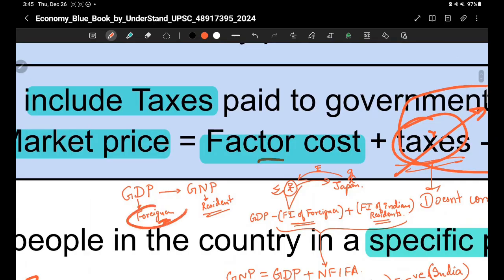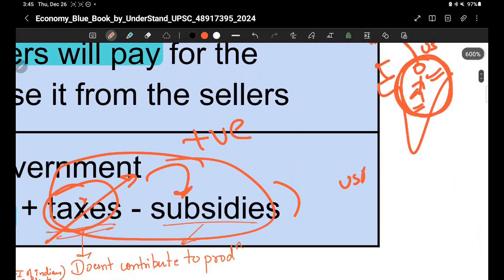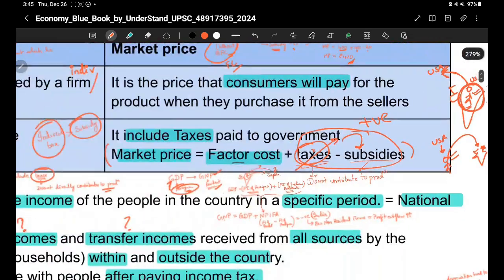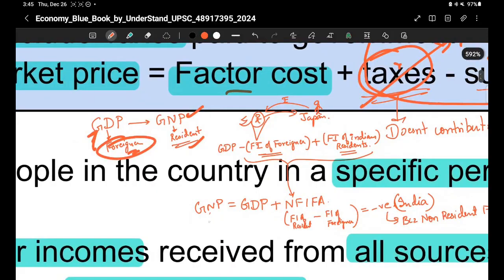Okay, foreigner is related with GDP, and GNP is related with residents. Resident means, let's say in US, one Indian resident, he earns there, right? And he sends the money, whatever he earns there, to India. So that's a good thing for us. We are getting money, we are getting dollars and all that, right? That is associated with GNP. Now let's say we want to convert from, like we know the GDP, we want to calculate the GNP now. How do we do that?